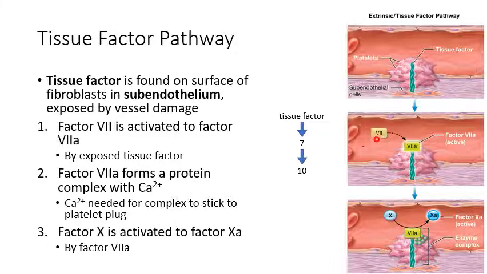and this clotting factor, factor 7, is going to be activated by contact with tissue factor. So it becomes factor 7A. Once you have activated factor 7A, that is going to form a complex with calcium in this platelet, and it's going to activate factor 10 to factor 10A. And that's the extrinsic pathway. So it's a lot shorter than the intrinsic or contact activation pathway. You just have factor 7 activated by tissue factor, then factor 7 complexes with calcium and activates factor 10.